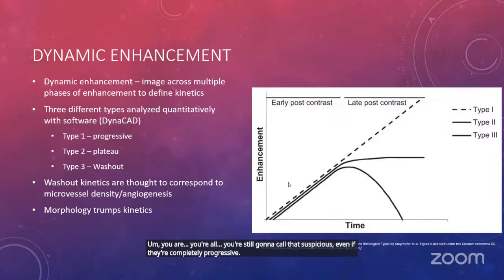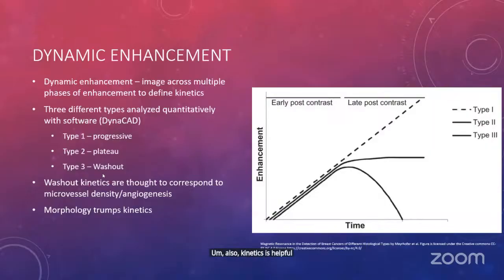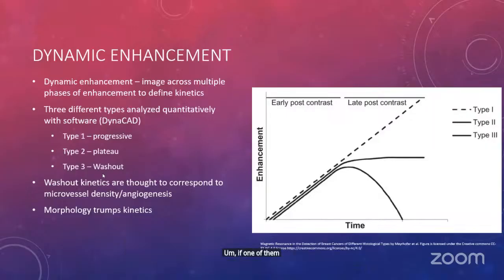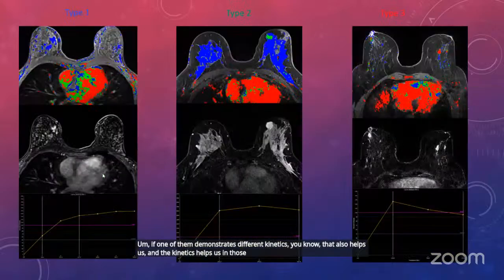On the other hand, if you are not sure about a mass, you think that it's T2 bright, but then its kinetics show progressive or plateau or washout kinetics, that might tip you over and say, I feel like this should help me. This should prompt a biopsy. Also, kinetics is helpful in patients, you've all seen patients with numerous benign masses, numerous masses that could be fibroadenomas. If one of them demonstrates different kinetics, kinetics helps us in those situations.